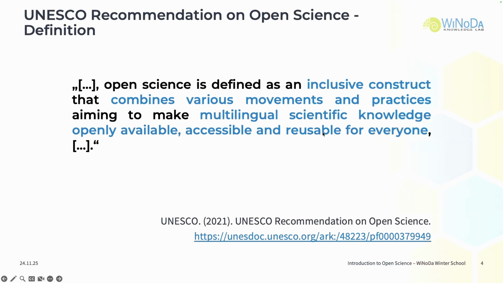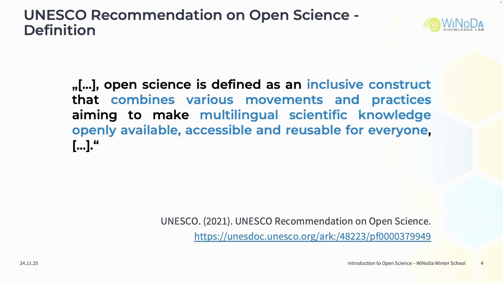There is no one definition of open science. However, this UNESCO recommendation of 2021 is a point of reference, also on a global level. Therefore, I put it up here because I think it gives quite a good idea of what open science might be. The UNESCO defines open science as an inclusive construct that combines various movements and practices and aims to make multilingual scientific knowledge openly available, accessible, and reusable for everyone.